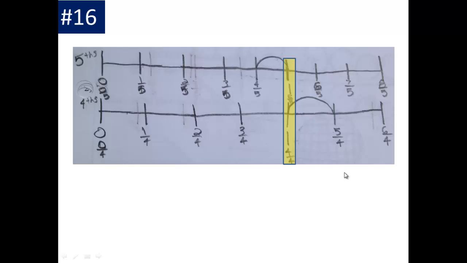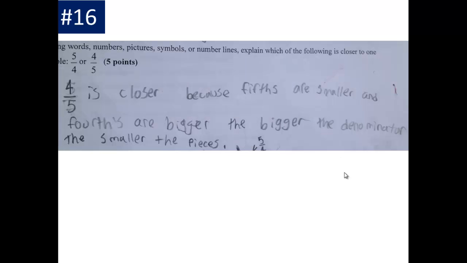4/5 is a little bit closer, and some of you put that, but I didn't give you full credit because your picture didn't explain it well enough. But there are a couple other ways, because drawing these number lines as perfect as Eric did is really hard. So I want to show you another explanation that one person wrote. They wrote 4/5 is closer because fifths are smaller and fourths are bigger.